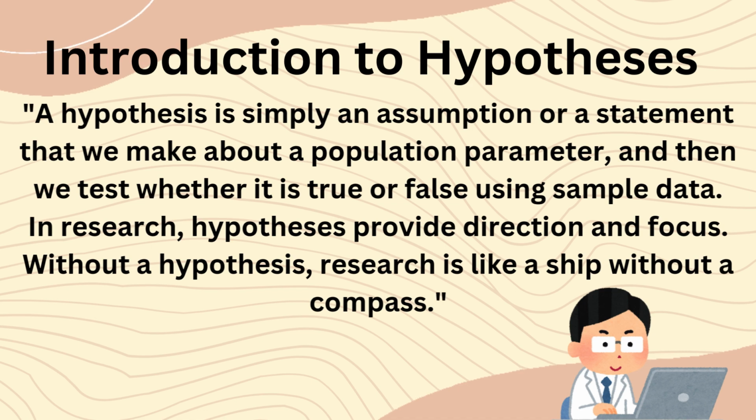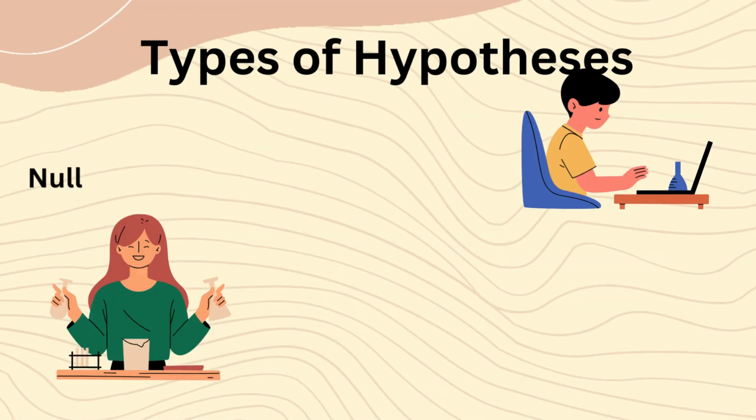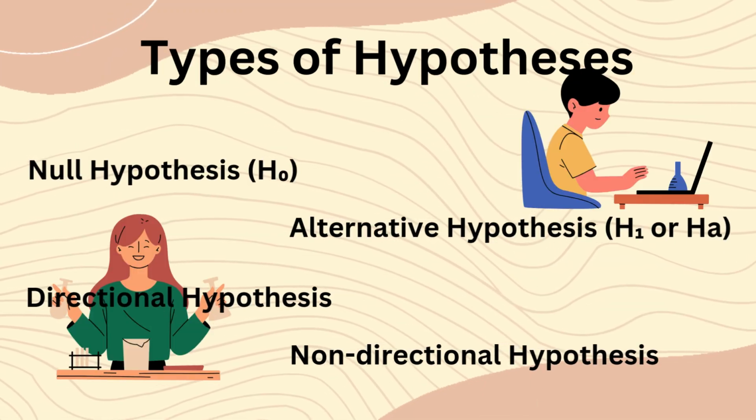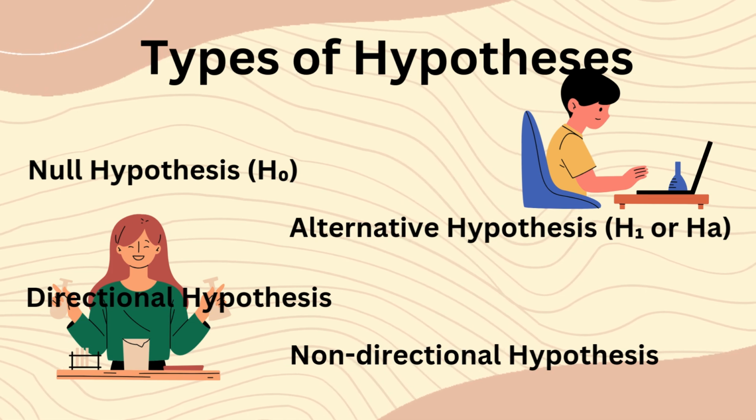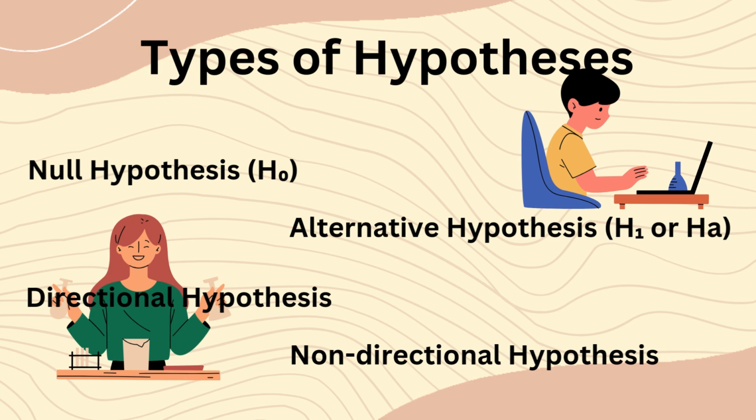Moving on, next we have types of hypotheses. Null hypothesis, H0, states that there is no significant difference. Example, there is no difference in the performance of students taught through online and offline classes. Alternative hypothesis, H1 or HA, this states that there is a difference or relationship. Example, there is a significant difference in the performance of students taught through online and offline classes.